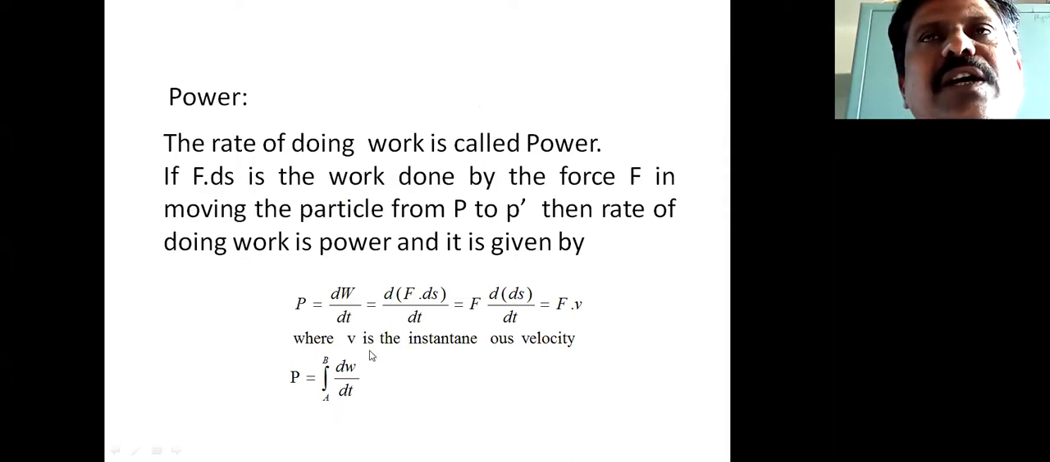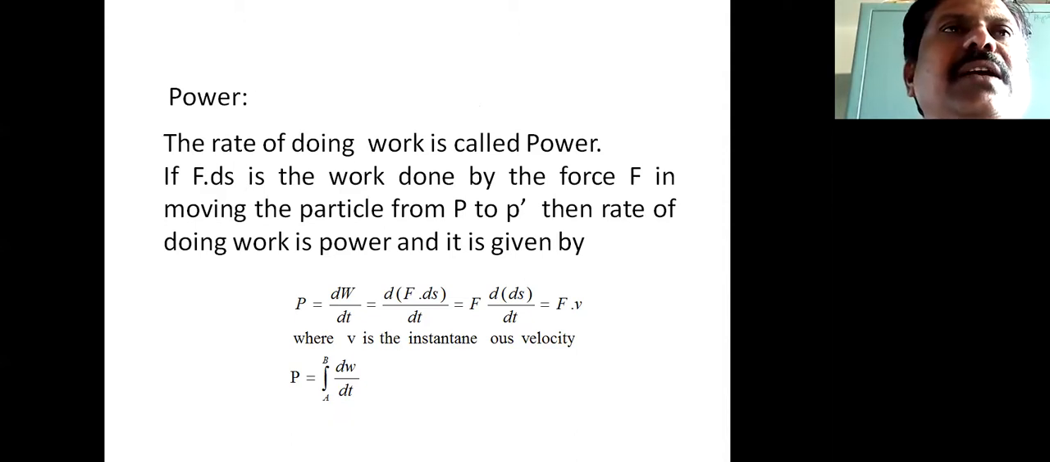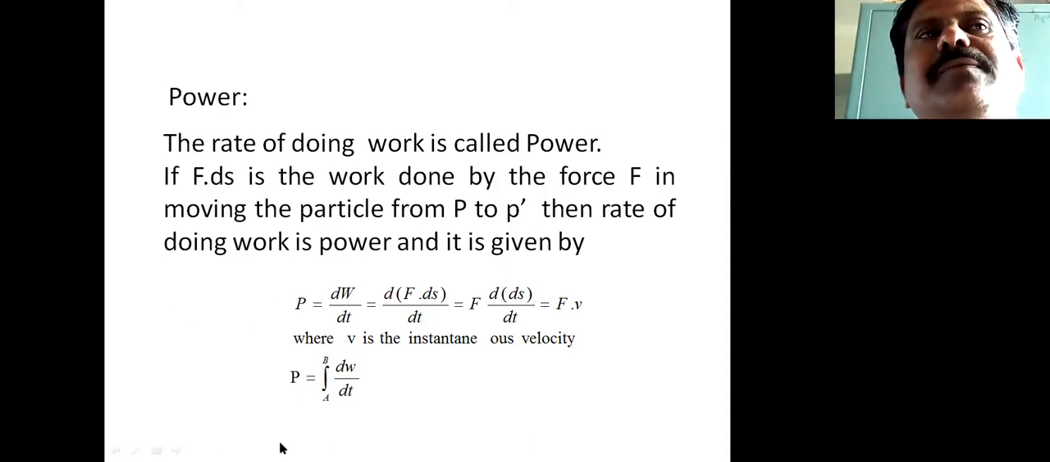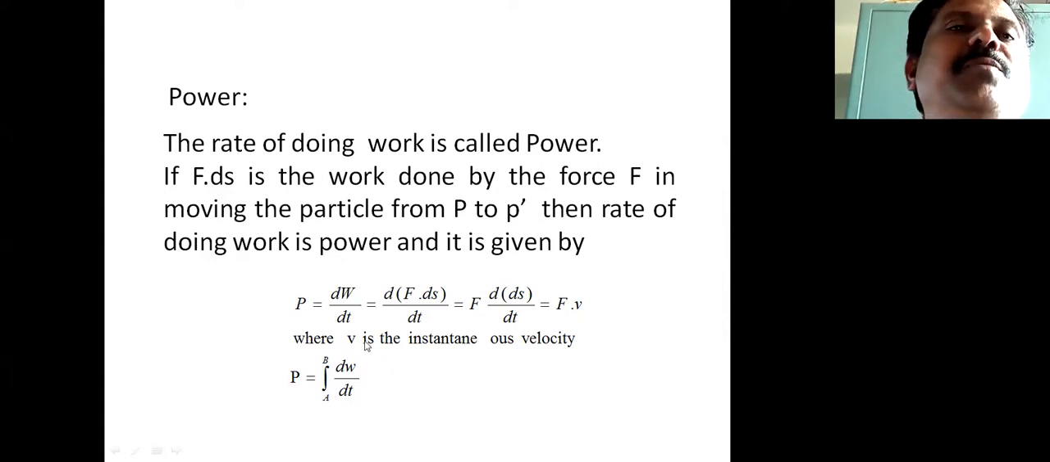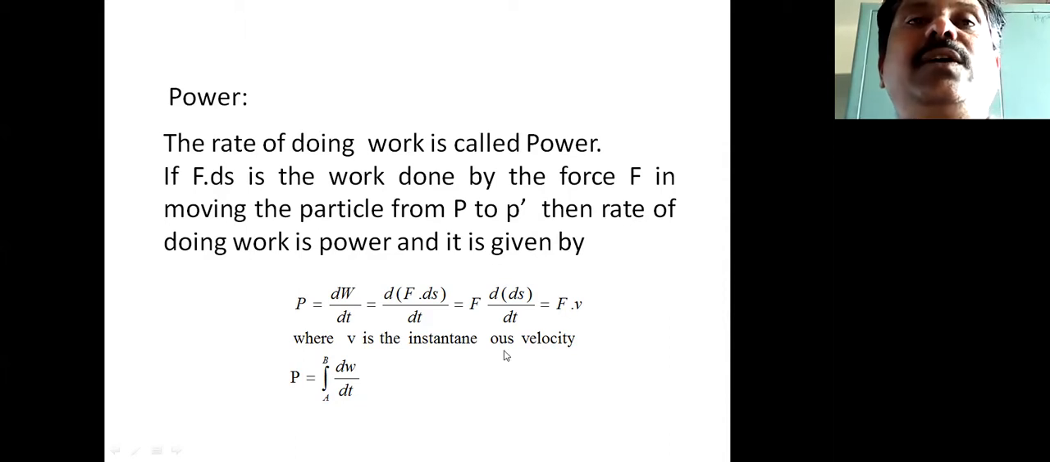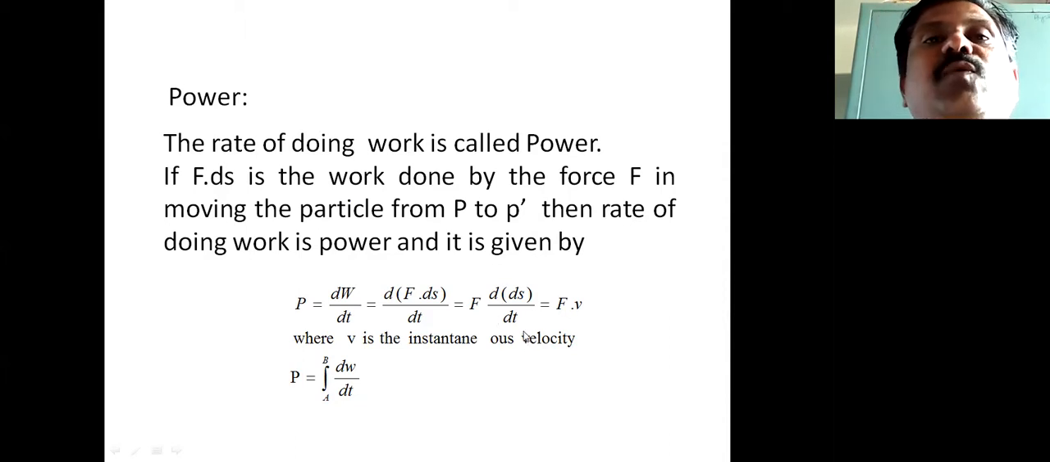Similarly, we have to write the power in terms of line integrals. As I said, the rate of doing work is called power. If F dot ds is the work done by the force F in moving the particle from P to P dash, then the rate of doing work is power, given by P equals dW divided by dt. The dW equals F dot ds by dt, so that is equal to F dot (ds by dt).